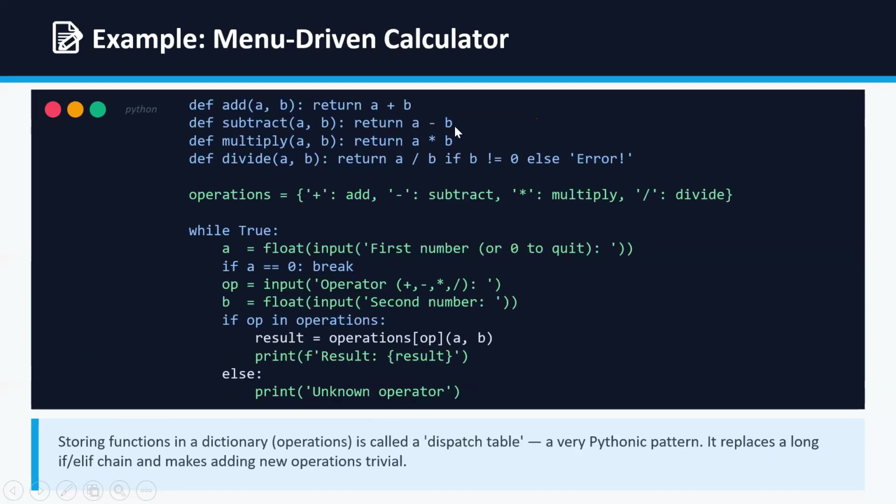And subtract, written a minus b, a star b. For this one, there are two things given, a by b, but if b is equal to 0, it's an error, right? So that condition we are also adding to this function. So this is like a calculator program, okay? This is called a dictionary.